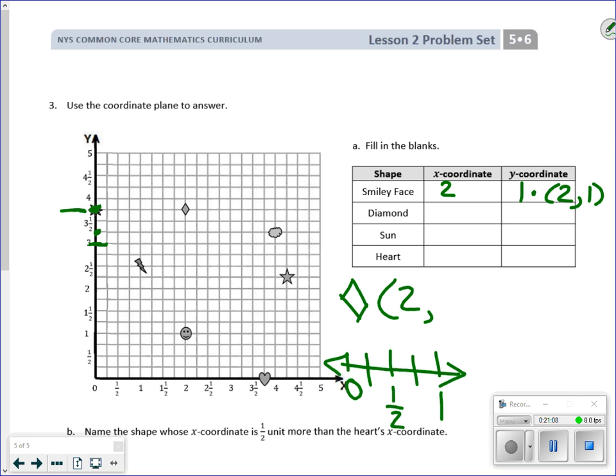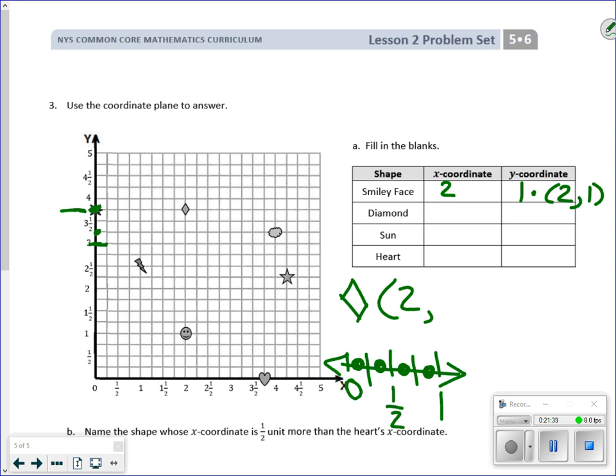Does this kind of make you go just a little bit more so you can figure out what these numbers are? How many spaces are there between 0 and 1? 4. Spaces, not lines. How many spaces? 4. 1, 2, 3, 4.